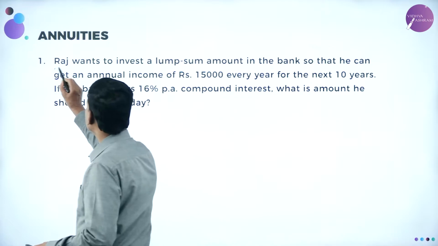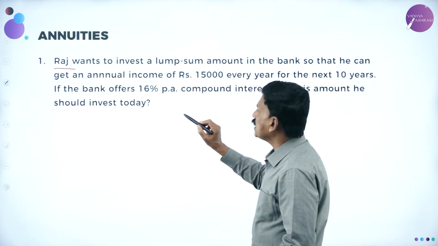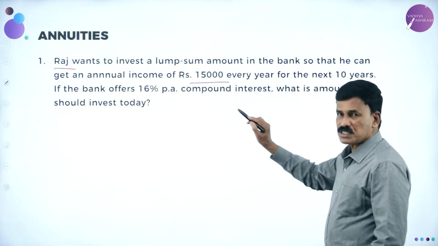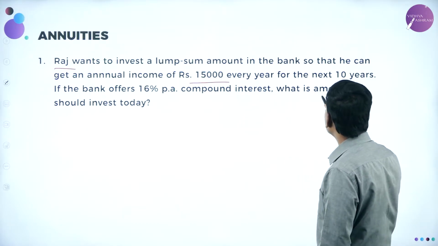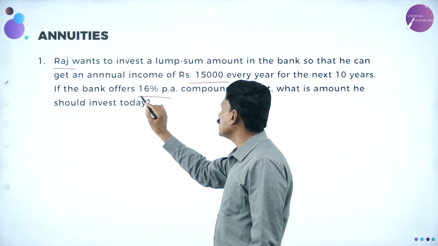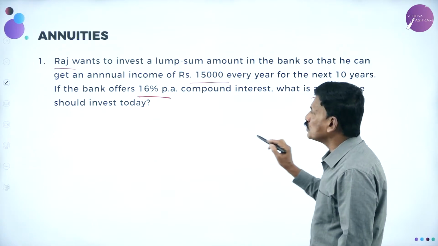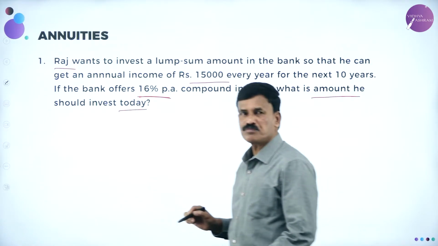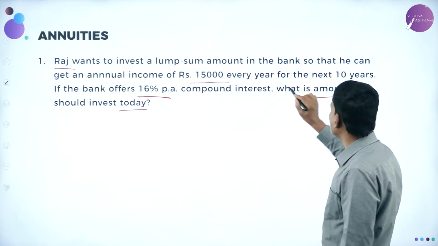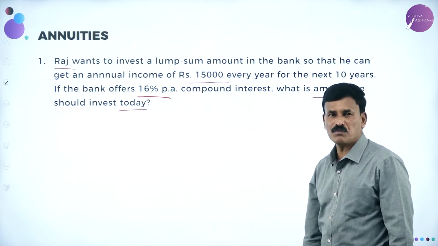Mr. Raj wants to invest a lump sum amount in the bank so that he can get an annual income of rupees 15,000 every year. So what is the annual income? 15,000 every year for the next 10 years. If the bank offers a rate of 16% per annum compound interest, what amount should he invest today? So what is the amount he is going to invest in order to get 15,000 every year for the 10 years at the rate of 16% per annum compound interest?